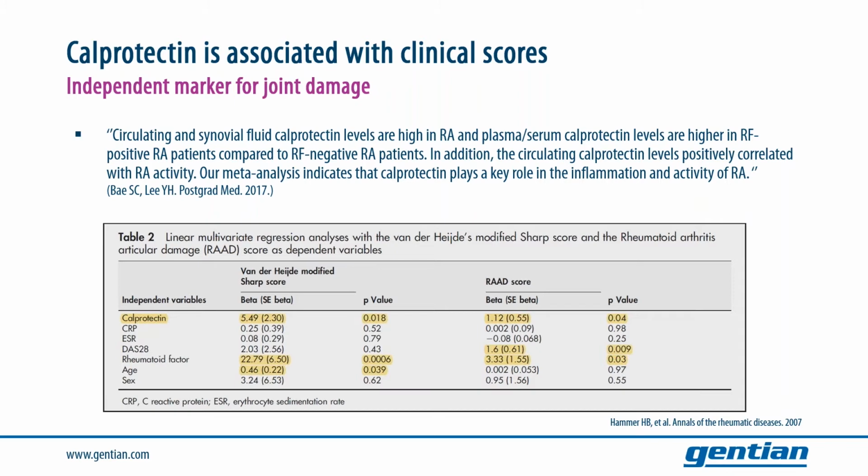The table below shows an exemplary result from Hammer and colleagues reporting consistent association between calprotectin and the two measures of joint damage, the modified Sharp score and the RAD score, where calprotectin was the only inflammation marker independently associated with clinical scores in the multivariate analysis.